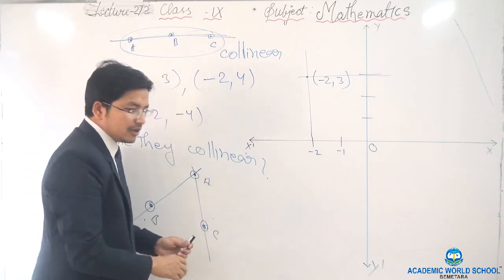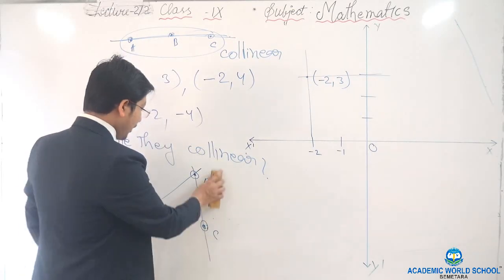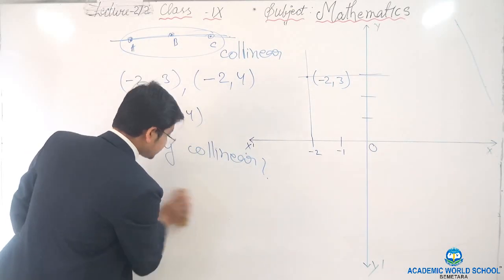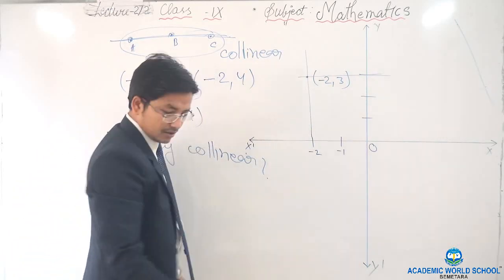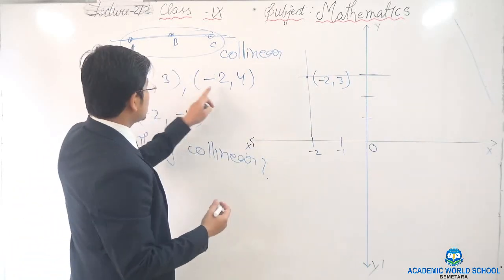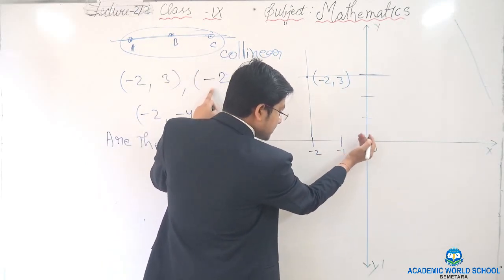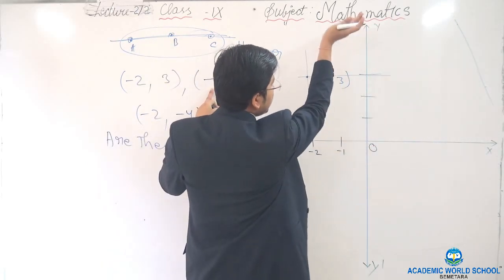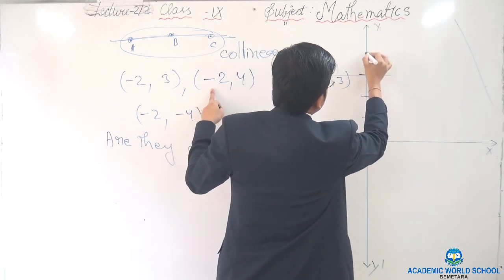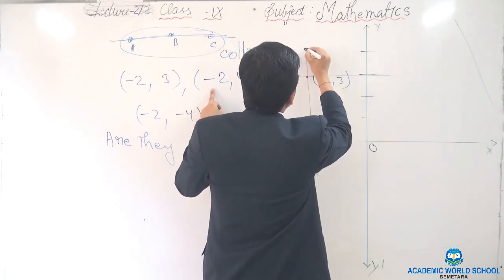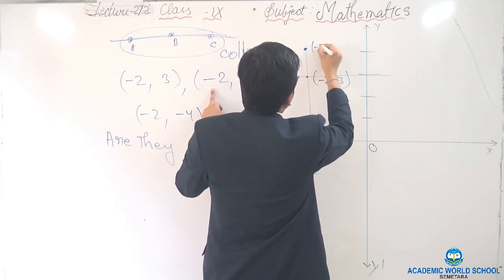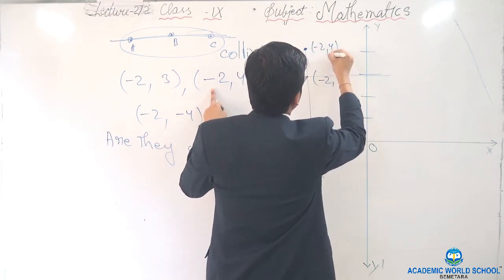Are they collinear? So I have to plot these points on this plane. This is minus 2 comma 4. So minus 2 on the negative x axis, 4 on the positive y axis. Let's say this is 3, this is 4. So this will be the point minus 2 comma 4.